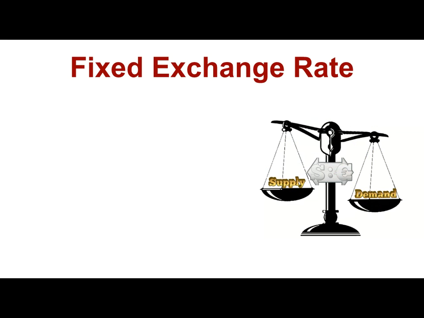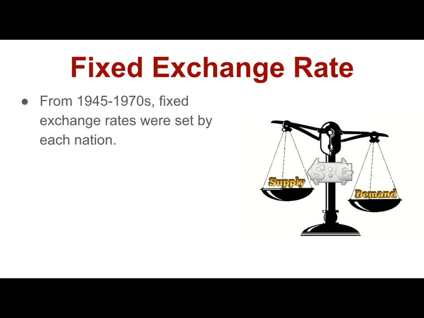Now, throughout history, we've had fixed exchange rates and floating exchange rates. From 1945 until the 1970s, the fixed rate is how we went. That is, every nation established what the exchange rate was between the two. If you went to Canada, a Canadian dollar cost the same number of American dollars in 1945 as it did in 1970. It was a fixed rate.